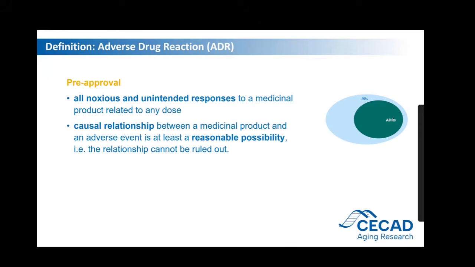So if we're talking about medication that has not been approved yet, we are talking about adverse drug reactions when we're talking about unintended responses to a medicinal product related to any dose, and where a causal relationship between a medicinal product and an adverse event is at least a reasonable possibility. That means the relationship cannot be ruled out.